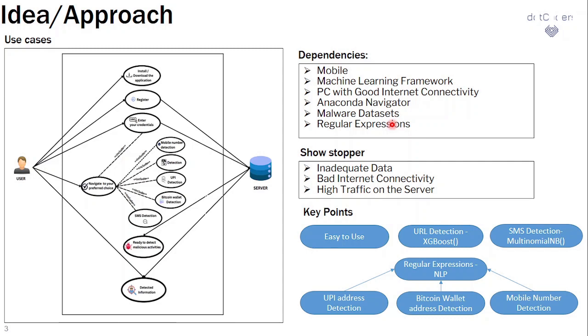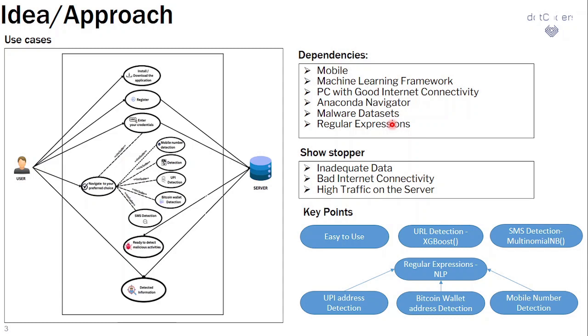The dependencies for our application are a mobile for developing and testing the application, a machine learning framework for deploying our models, a PC with good internet connectivity to run all these tasks, Anaconda Navigator for developing our machine learning models, and malware datasets, which we obtained through Kaggle. We also use regular expressions for validating mobile numbers, Bitcoin wallet addresses and UPI addresses.